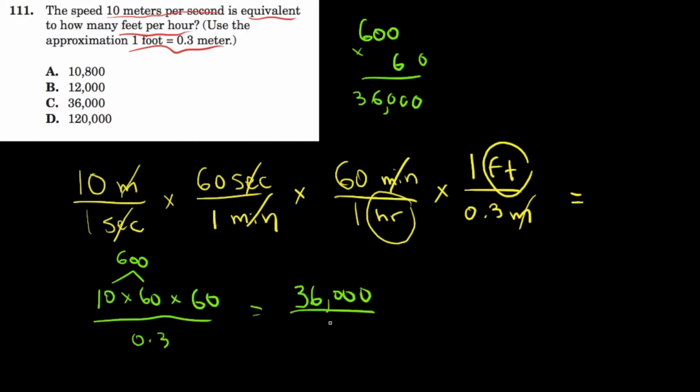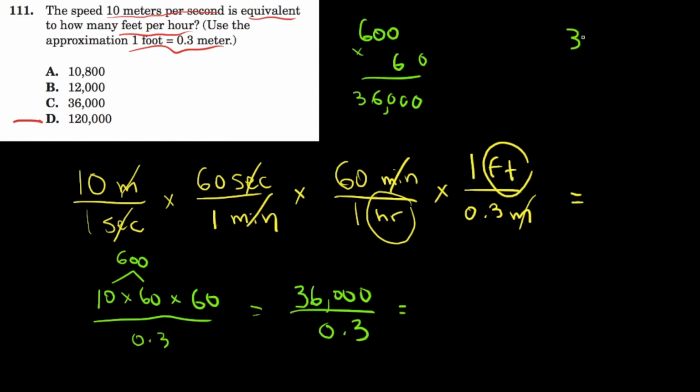divided by 0.3. And what I want to think about is, is the result of this division going to be bigger or smaller than 36,000? Take a second to think about it. It's going to be bigger because we're dividing by a number between 0 and 1. So I really like answer choice D at this point. It's the only one that's bigger than 36,000. Let's do the division and confirm.